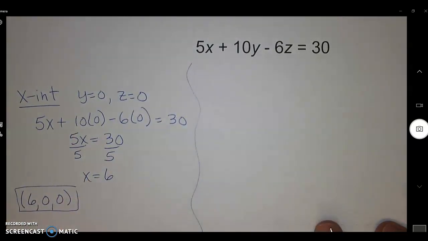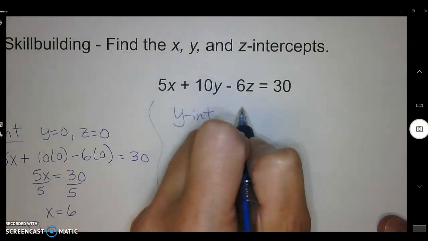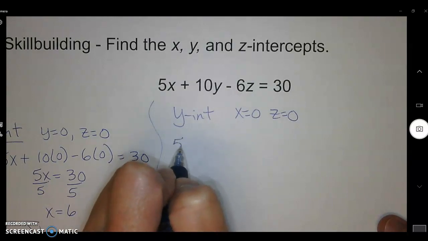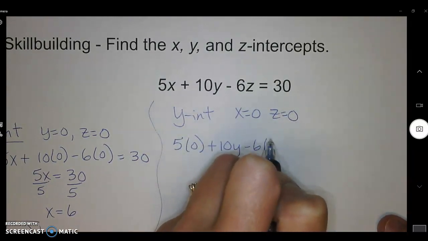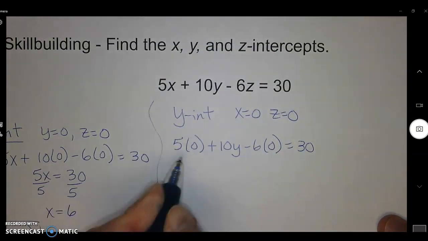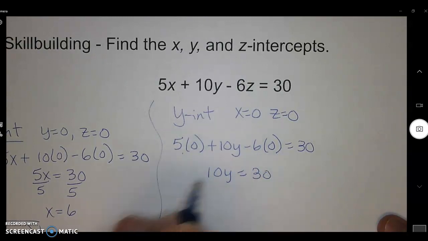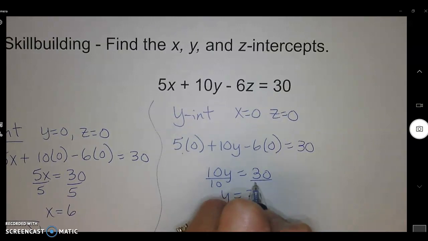Guess what? Same thing for all the next ones. Y-intercept. This time x is 0, z is 0. So here we go. 5 times 0 plus 10y minus 6 times 0 equals 30. 0 there, 0 there, so 10y equals 30. Y equals 3 if I divide everything by 10.